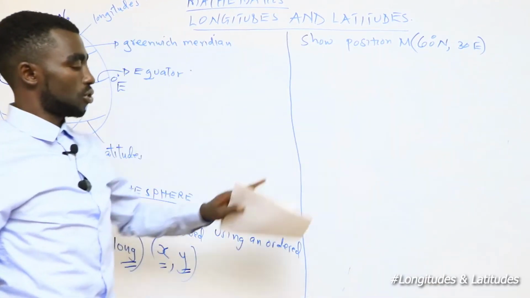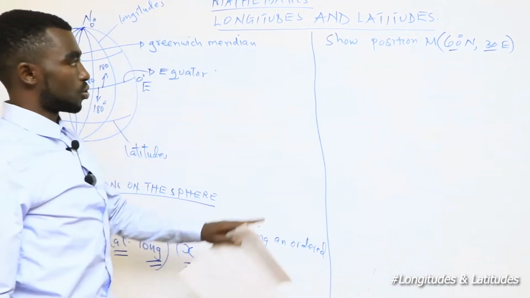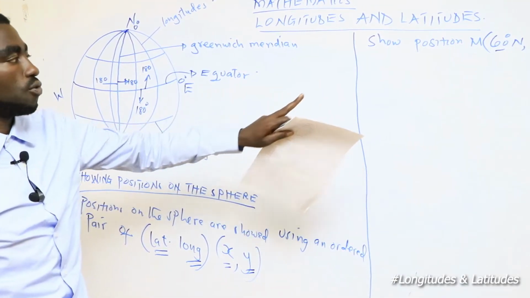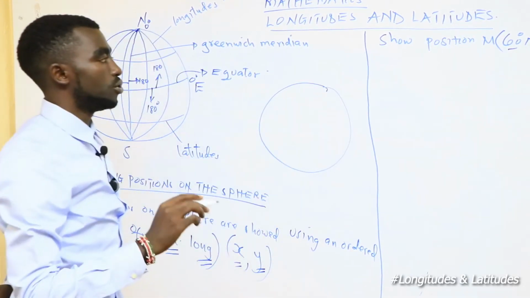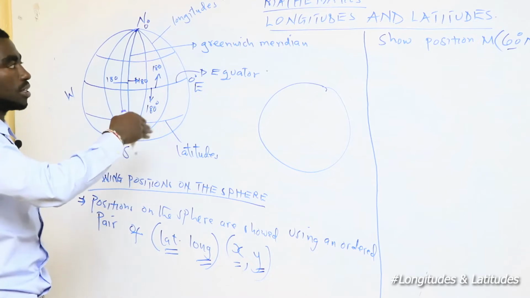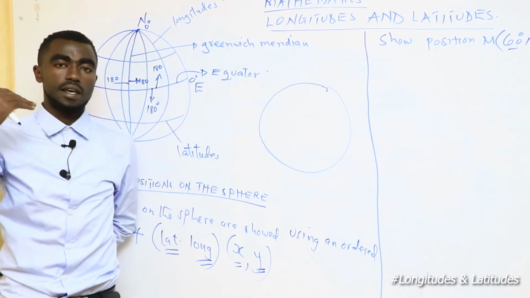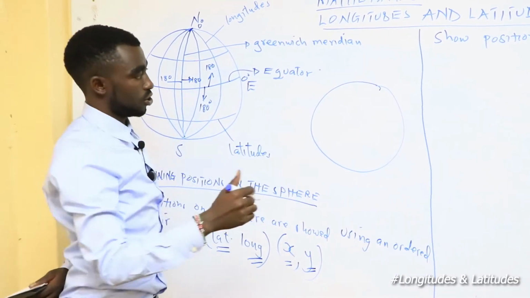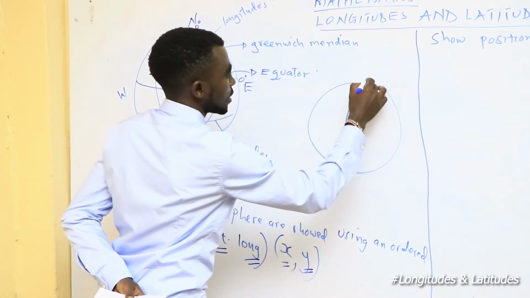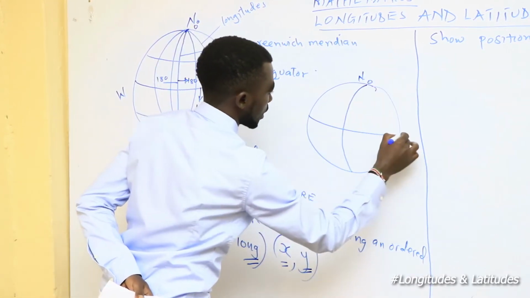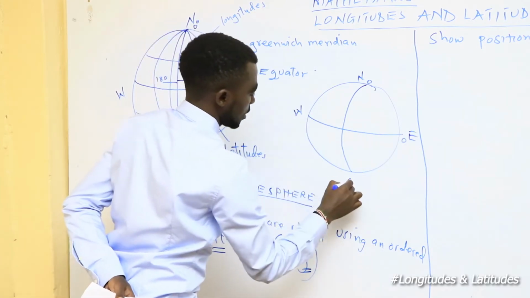So to show that position, this is latitude and this is longitude. To show that position M on the sphere, what you do is draft the Earth sphere, then you show the major longitude, that is the Greenwich meridian, and again you show the major latitude, which is the equator, which is at zero. So the Greenwich meridian has 0 degrees, and you show the equator, which has 0 degrees. That is east, that is west, and that is south.